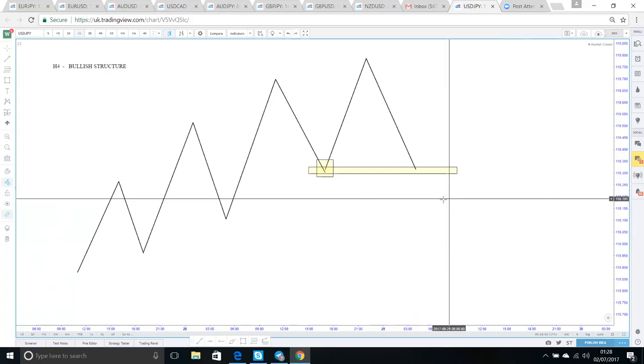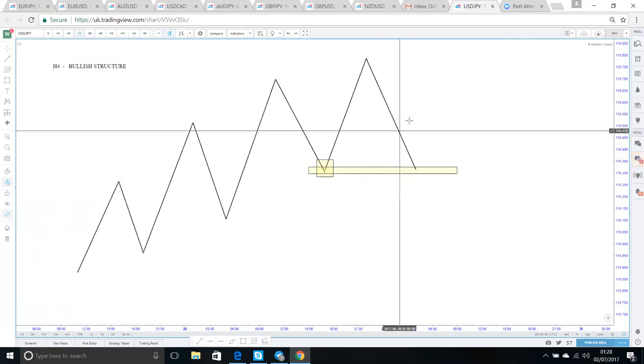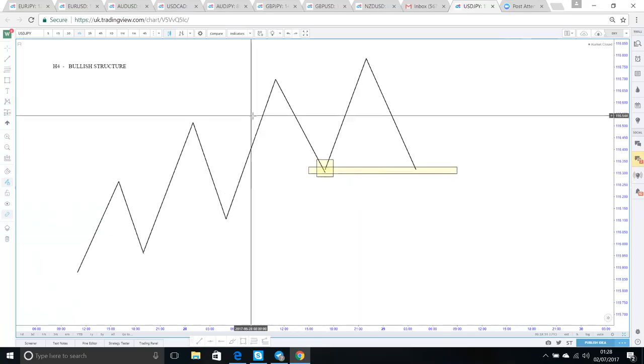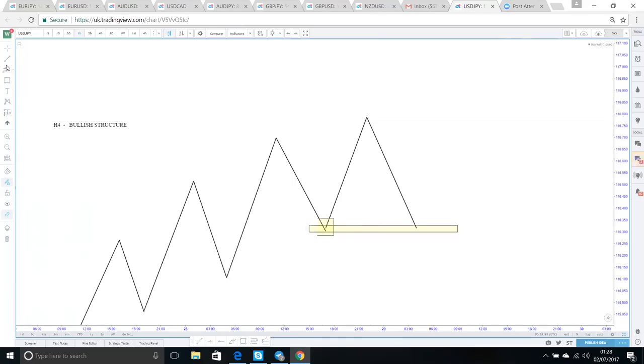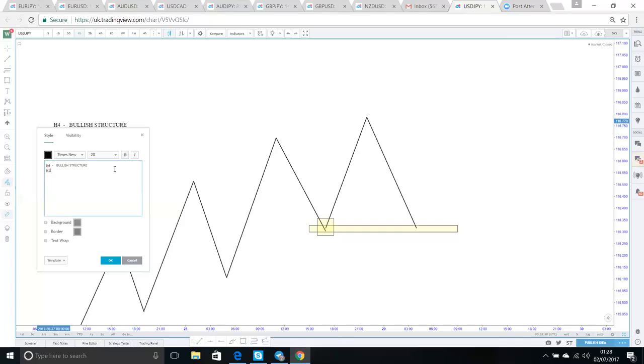Yes? Good. So the trade with the trend is that I should be looking to buy the dips, right? Buy the dips. Now, guys, what's happening on an H4 here? Let me give you an example of this. On an H1 time frame, for instance, we might have a bearish structure.